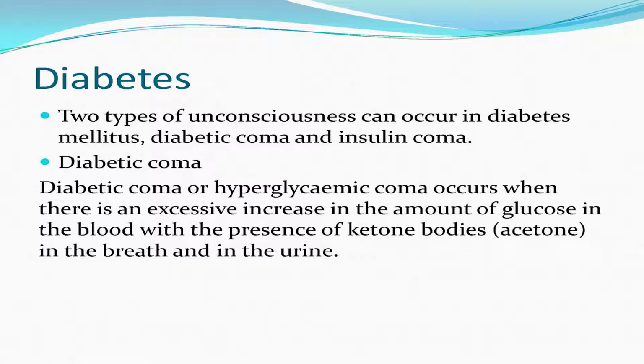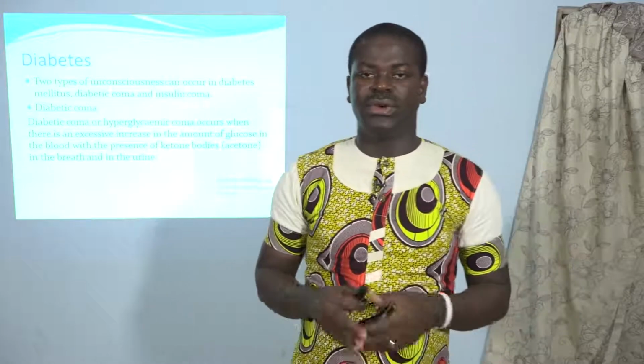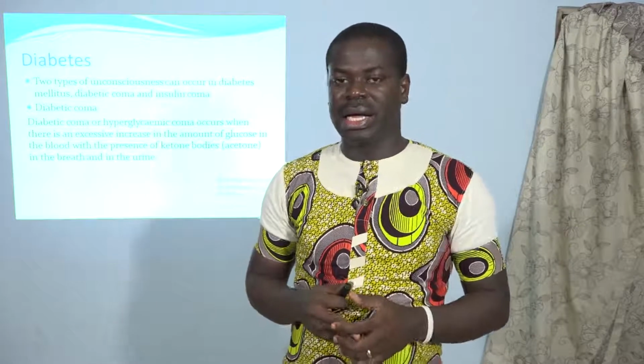Diabetic coma refers to hyperglycemic coma, when there are high levels of glucose in the blood leading to coma. That is diabetic coma. It occurs when there is an excessive increase in the amount of glucose in the blood with presence of ketones in the breath and in the urine. That results in diabetic coma.